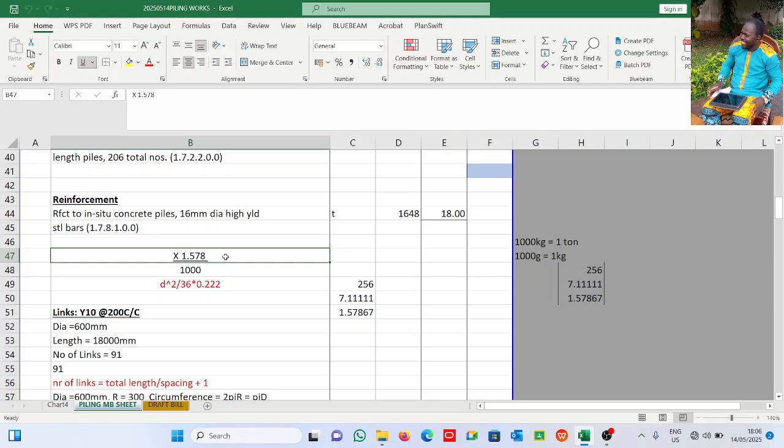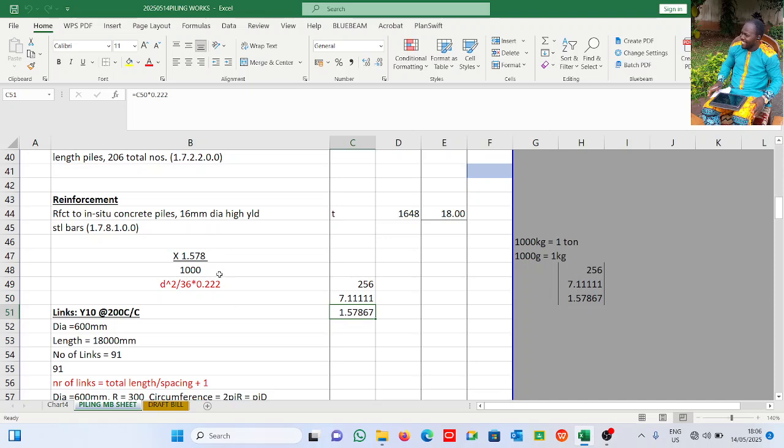And I said there's a formula for calculating the weight in kg per meter of any reinforcement: diameter squared over 36 times 0.222. I gave an example here. We have 16 mm, so it is 16 times 16. That's diameter squared, d squared. I divide this by 36, and I multiply by 0.222 by this formula here. That's how we arrived at it.